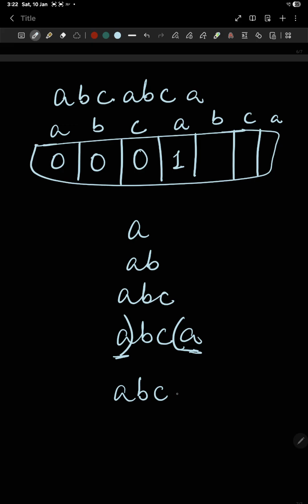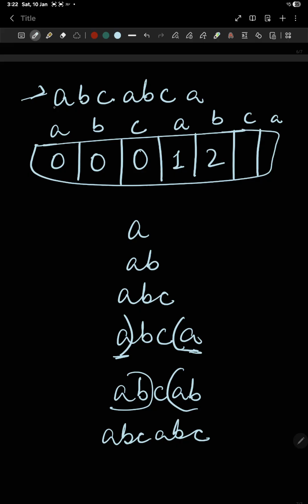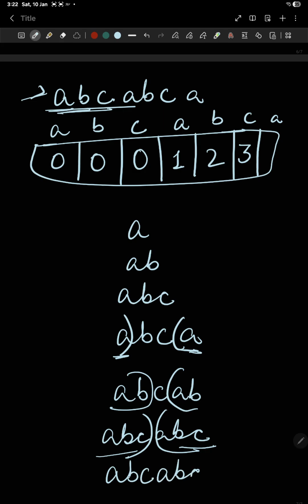Now a b c a b again. So a b, so it is 2. Then a b c a b c. We are going in this order only: a, then a b, then a b c, then a b c a. Here a b c a b c, this and this are the same, so 3. And the last, a b c a b c a: a b c a 1 and a b c a 2, these both are the same, so 4 here. Okay, so this is the LPS.